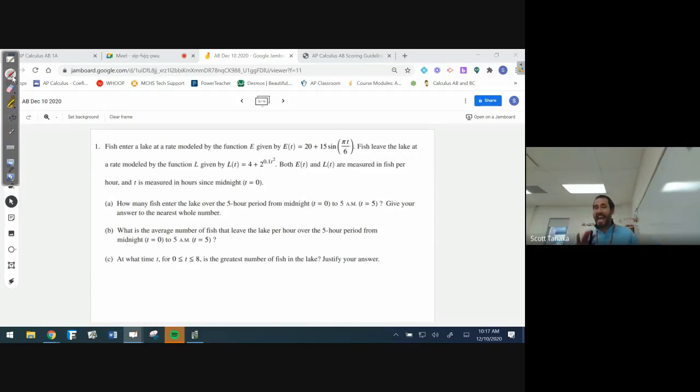It says the average number of fish that leave the lake. So that's just the integral from 0 to 5 of the amount of fish that leave the lake, divided by the interval. That's it. That's how important that average value dance is, you guys. The integral over the interval. That's how important it is to make sure you know it and when to use it.